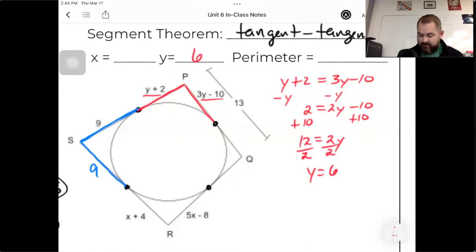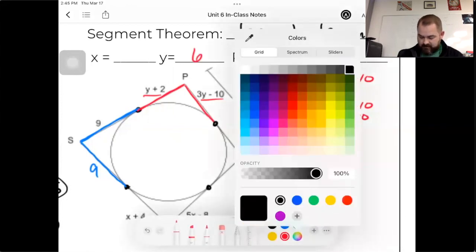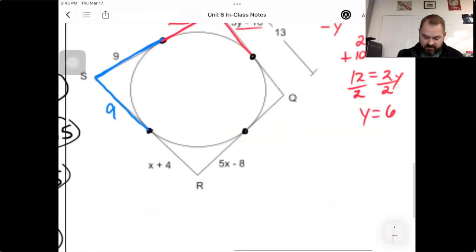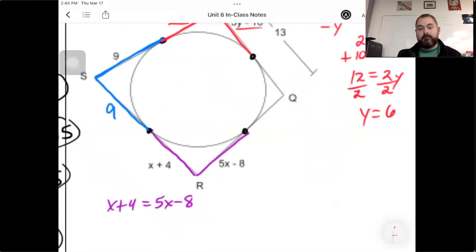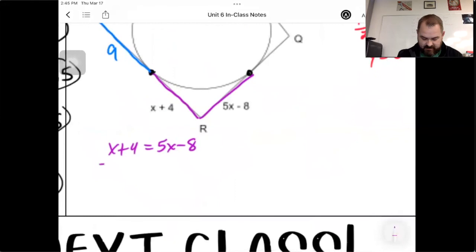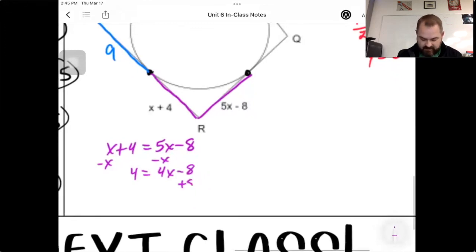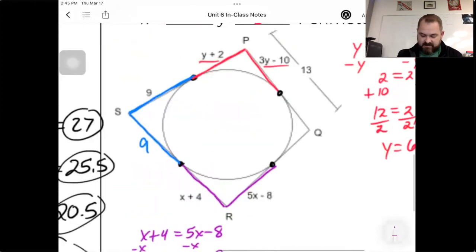Now, if you wanted to find the x first, you could have done that. Let's say I wanted to find x. These are also tangent segments that have to be equal. So I can say x plus 4 equals 5x minus 8. And I can solve this for x. I can do minus x from both sides and get 4 equals 4x minus 8. Then add 8 to both sides. On the left, 4 plus 8 is 12. So since 12 equals 4x and I divide by 4, 12 divided by 4 is 3. So I know x is 3.